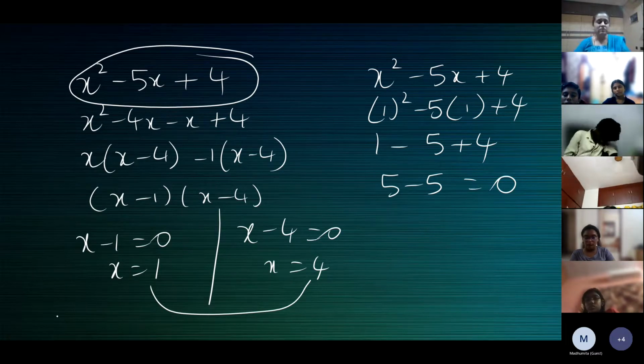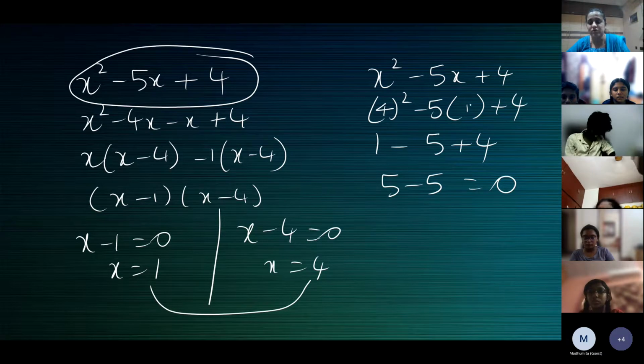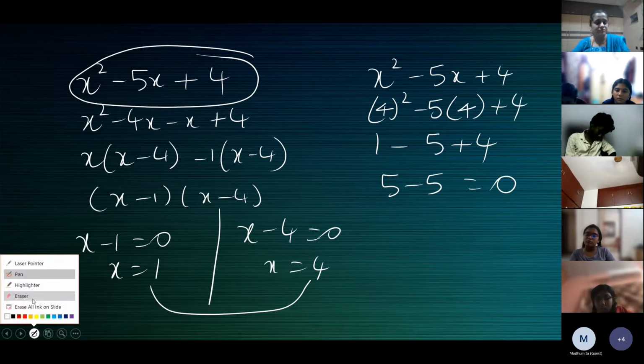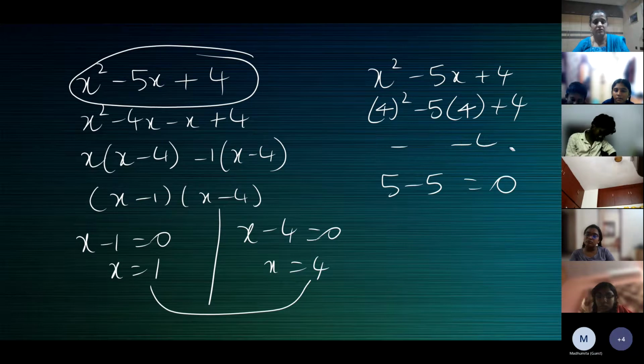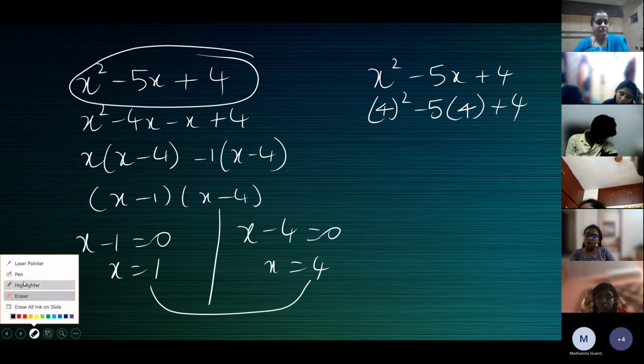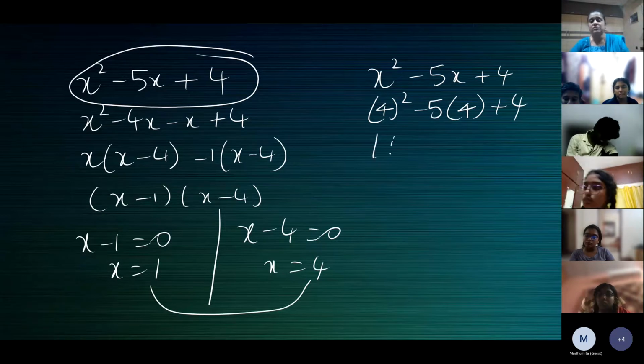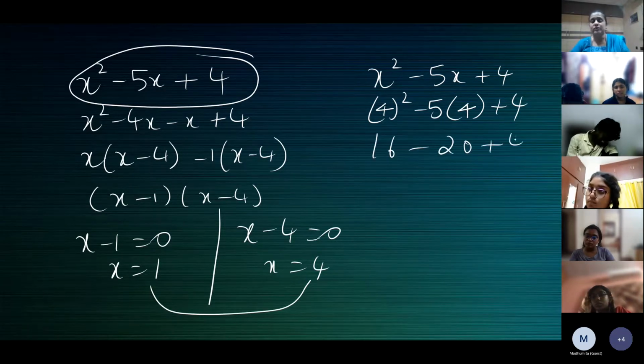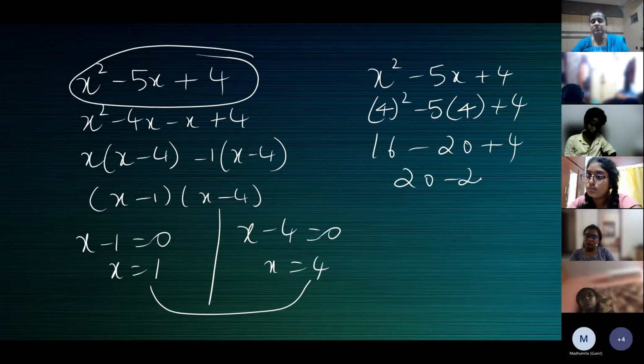Let's try the other one. When x is 4, I'll just change it here itself. So when x is 4, we get 16 minus 20 plus 4. So 20 minus 20 is 0.